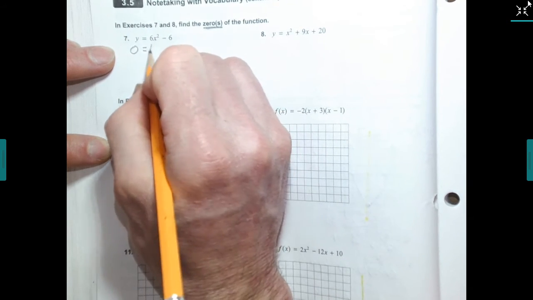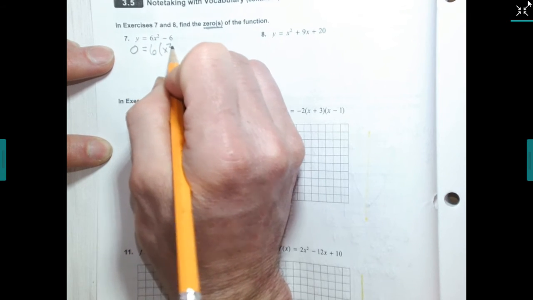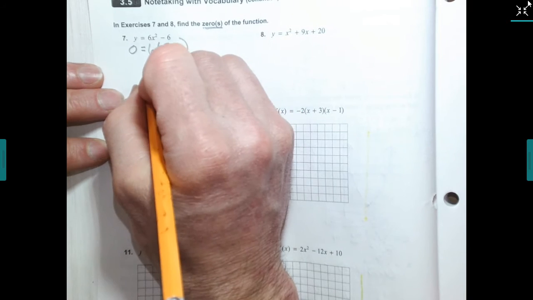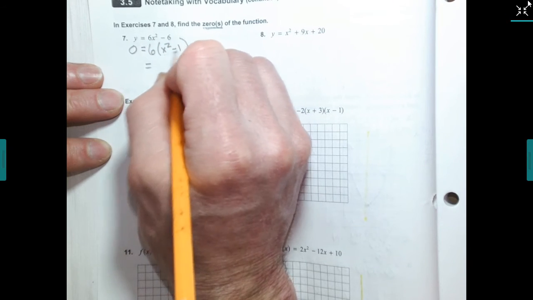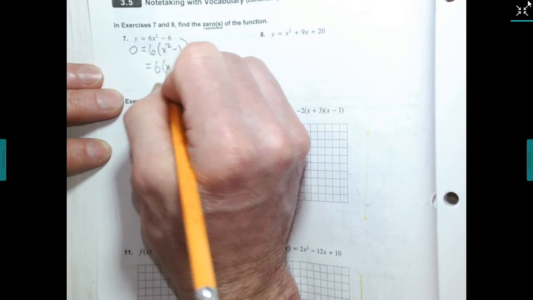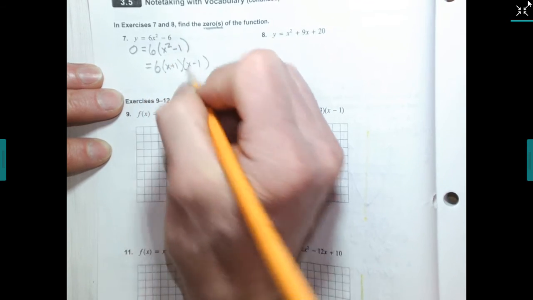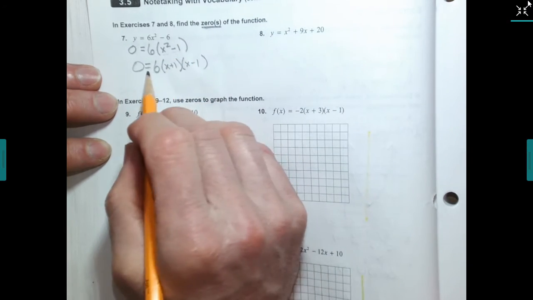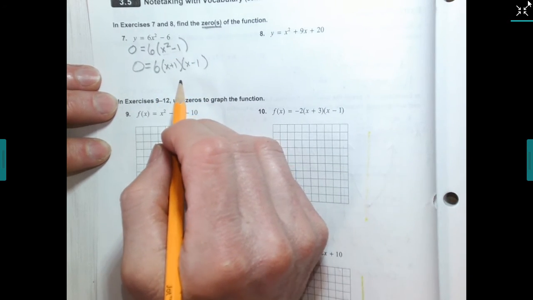I'm going to factor out a 6, and I'm left with x squared minus 1. Hey, look at that. That gives us a perfect square minus a perfect square. So a perfect square minus a perfect square would be x plus 1, x minus 1. And I had to make sure I had the 6. Now it's actually written in intercept form.